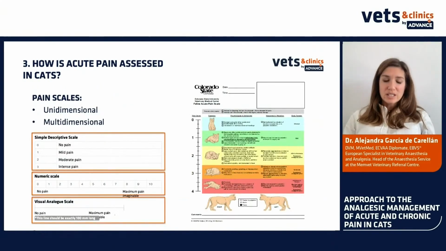So there has been a lot of research, and there are pain scales that can be used for cats. They are unidimensional or multidimensional. Unidimensionals are the simple descriptive scale, numerical scale, and the visual analog scale. However, they have their limitations because they are not very specific. And multidimensional pain scales, we have few examples for cats. For example, you have here the Colorado State University pain scale, where you can see little pictures of the cat with some features there. However, it's not validated.